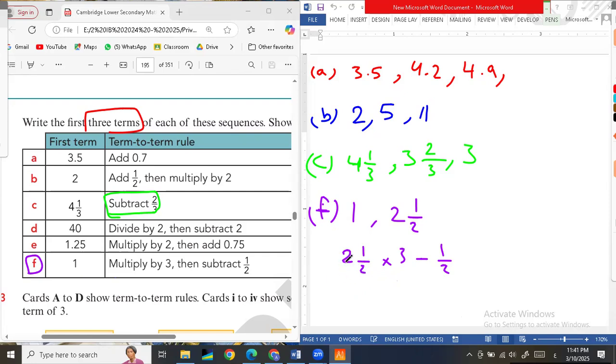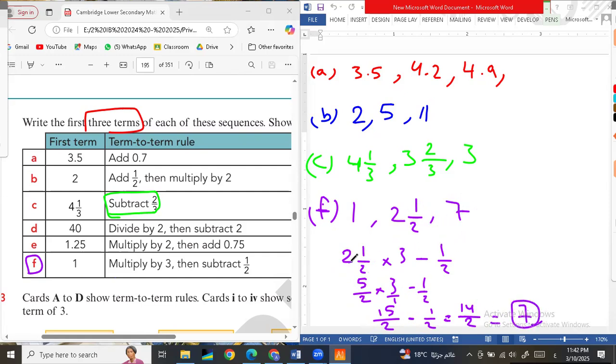All right, so this is going to be 2 times 2 is 4, plus 1 is going to be 5 over 2. You multiply it by 3, then minus the half. 5 over 2 times 3, which is 3 over 1, is going to be actually 15 over 2. Minus 1 over 2 becomes 14 over 2, which is actually just a 7. So 7.